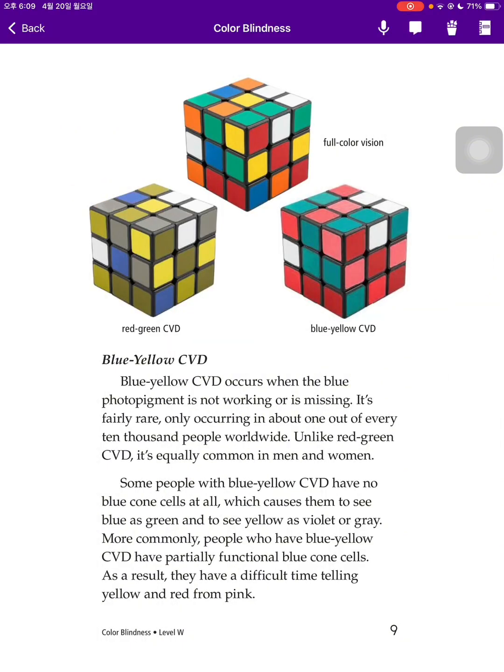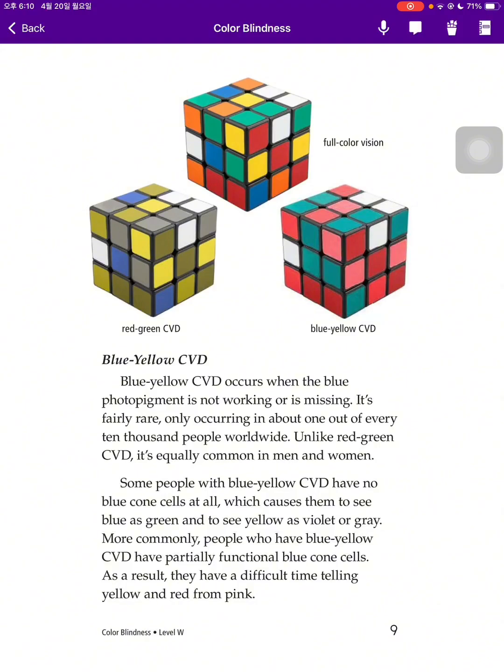Blue-yellow CVD. Blue-yellow CVD occurs when the blue photopigment is not working or is missing. It's fairly rare, only occurring in about 1 out of every 10,000 people worldwide. Unlike red-green CVD, it's equally common in men and women. Some people with blue-yellow CVD have no blue cone cells at all, which causes them to see blue as green and to see yellow as violet or gray.